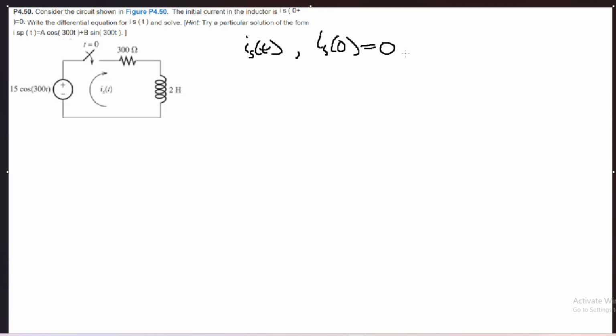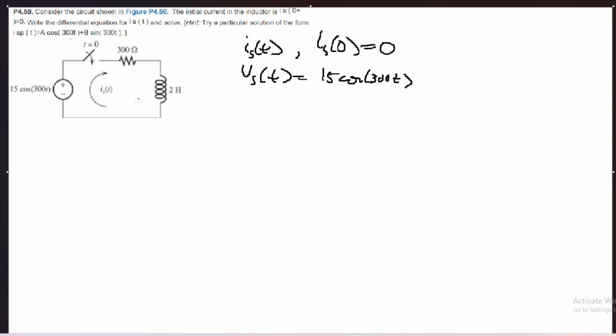So we have our initial condition, which is great, and then we're given our voltage. Vs of t, this is also a given, is 15 cosine 300t. This problem will be a little tedious, but I'll do my best. Since we already have an initial condition, we don't need to look for it.